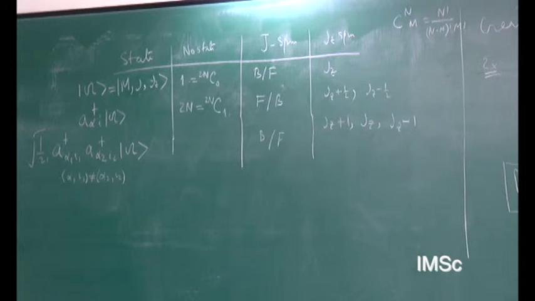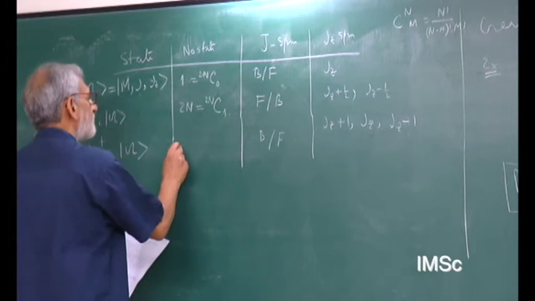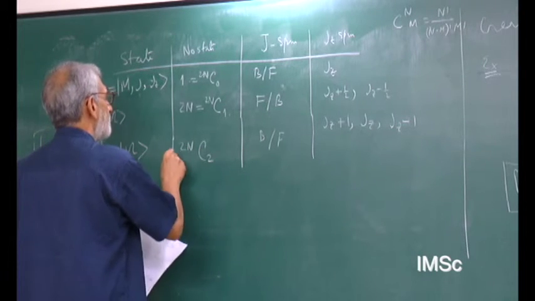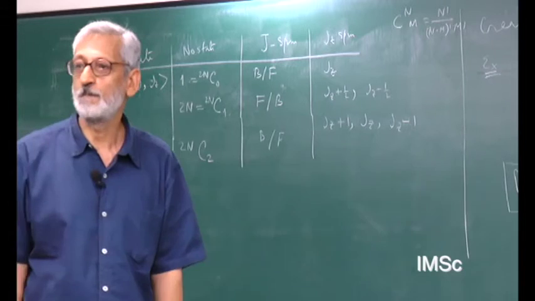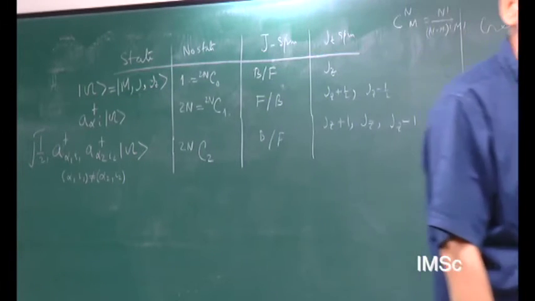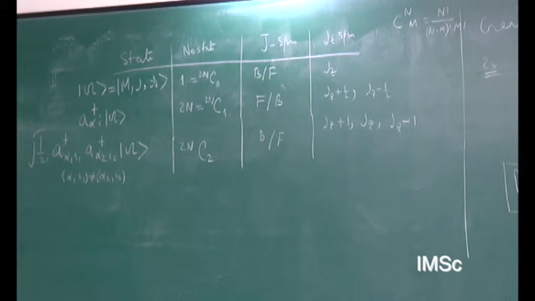But how many of them are there? The set of possible values for this label is 2n. There are 2 of these, n of these. But no pair has to be repeated. It is a 2n cross 2n antisymmetric matrix. So what is the number of components?